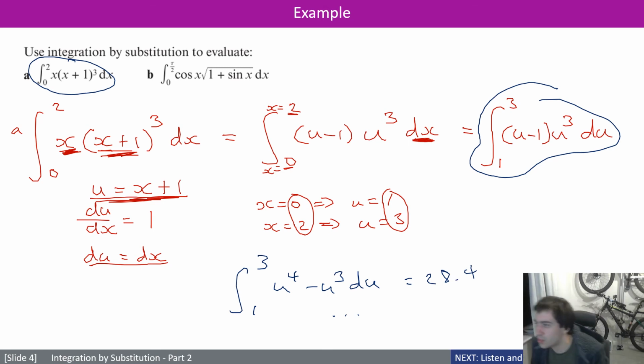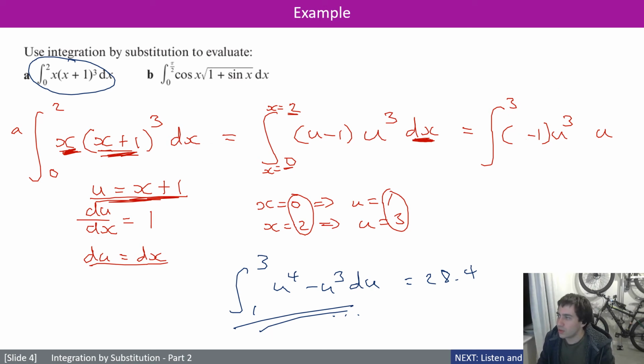Okay, this is just standard, isn't it? The tricky part is getting it into that form so that you can integrate it. Cool. All right, let's try the other one. I'll just fast forward.